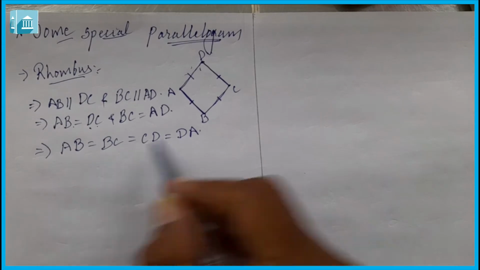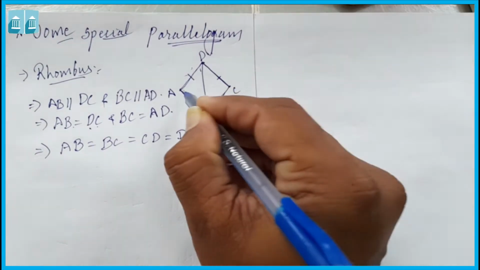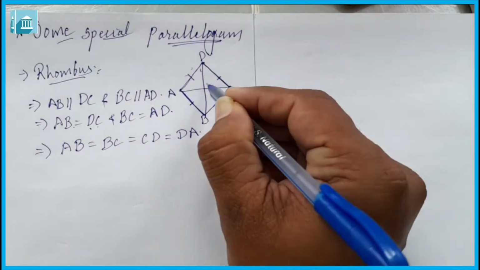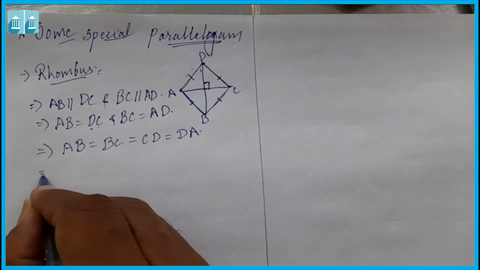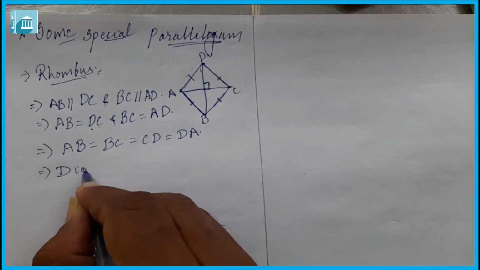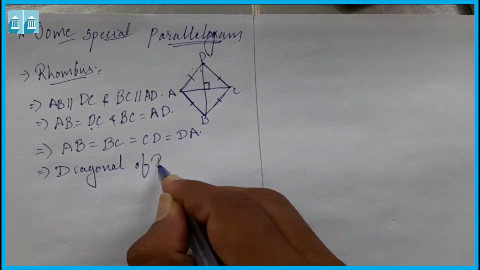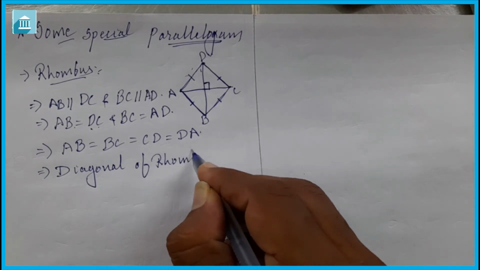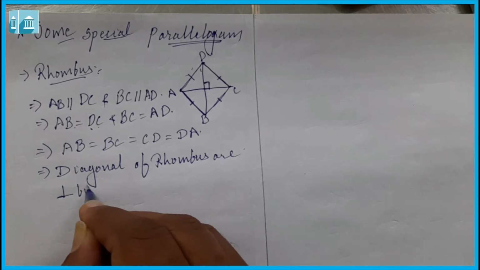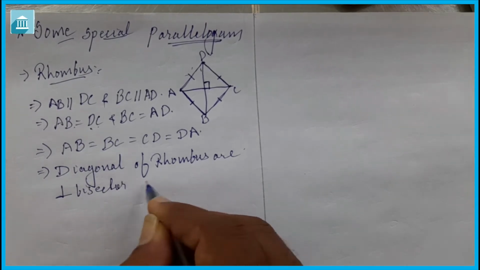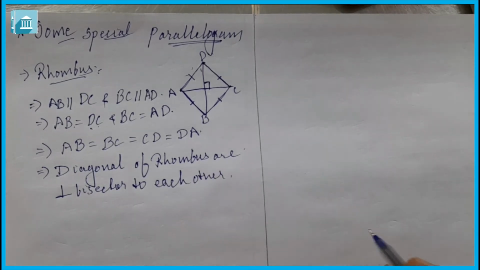Now another property of a rhombus is regarding the diagonals. If we draw the diagonals here like this, they are perpendicular and they bisect each other. So we can say that the diagonals of a rhombus are perpendicular bisectors to each other.